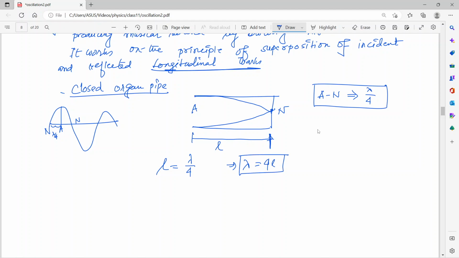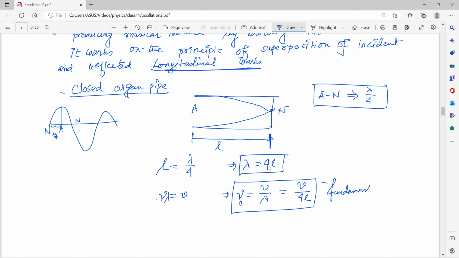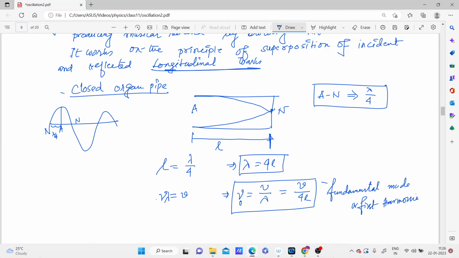If we want to find the frequency, you can represent it with respect to velocity: frequency into lambda equals velocity. So frequency equals V by lambda, so this is V by 4L. This is called the fundamental frequency, or the first harmonic, right? This is V by 4L, the fundamental mode or first harmonic.